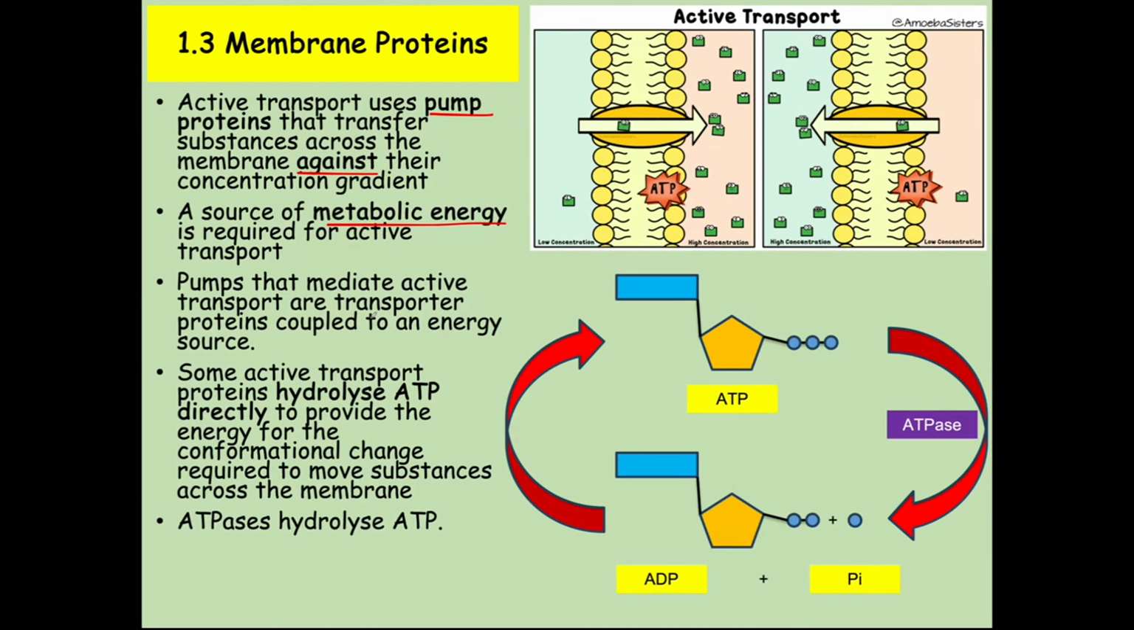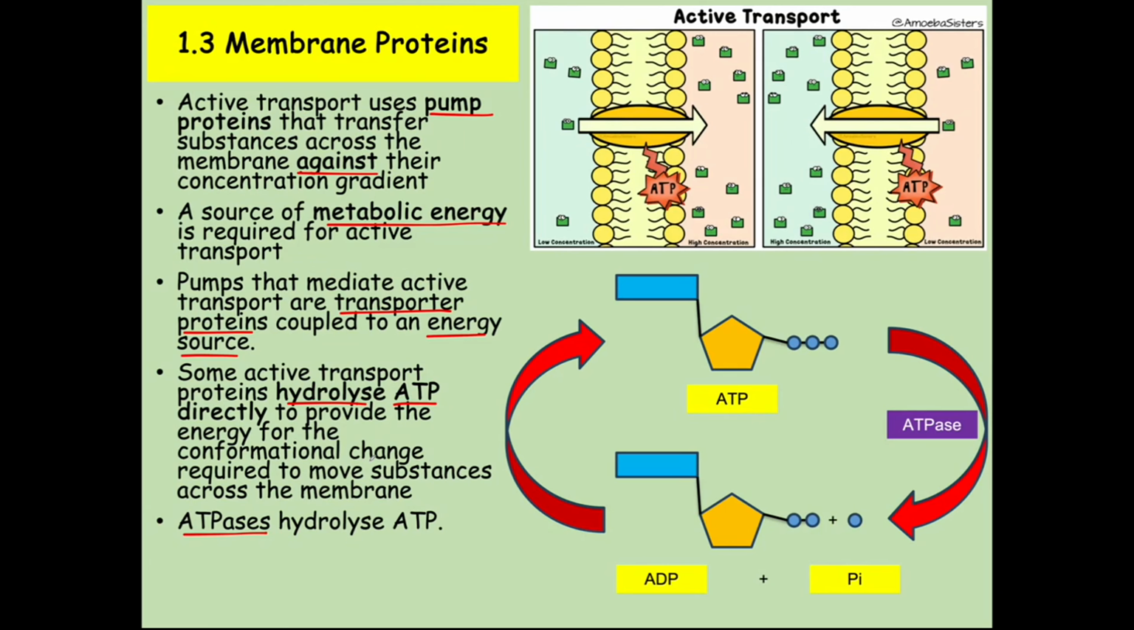Now, pumps that mediate active transport are usually transporter proteins, okay? Transporter proteins that are coupled to some sort of energy source. Now, some active transport proteins will hydrolyze ATP directly, okay? And we can see an example of that hydrolyzing reaction happening here, where we've got ATP, we break off that terminal phosphate, that third phosphate, and that is done by an enzyme called an ATPase, or ATP hydrolase, but ATPase is fine for just now, okay? The ATPase carries out this hydrolysis of ATP.